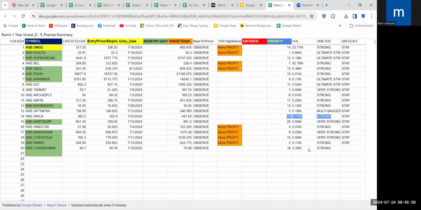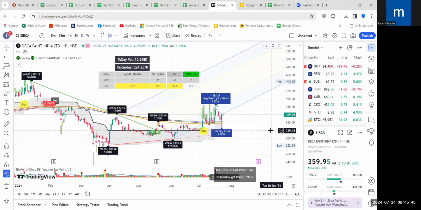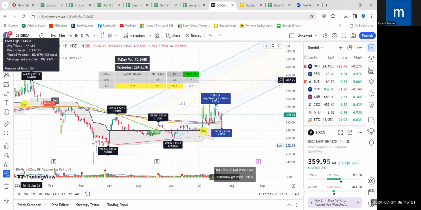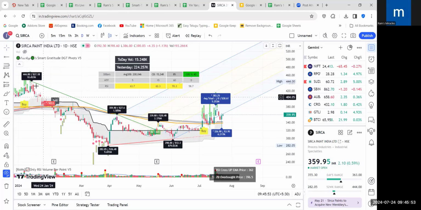Once the timing is confirmed and the pricing is confirmed, then we have to look for the pattern. So here we check the pattern. See, from 444, from the date 12th January 2024, this stock Circa has been falling, and it made a bottom of 282 on 28th March, and from there onwards it has been moving upwards. Here at the 340 level we can see the tunnel.